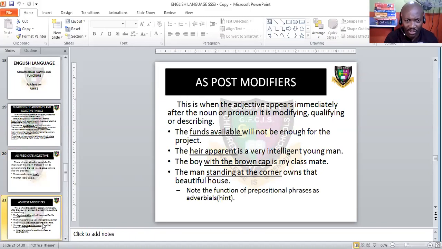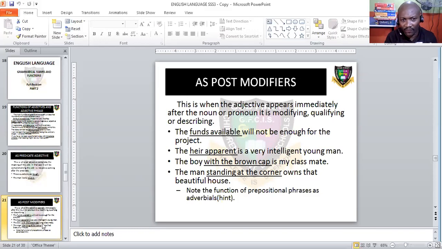We have the adjective as postmodifier as well. This is when the adjective appears immediately after the noun or pronoun it is modifying, qualifying, or describing. Look at the examples. The funds available will not be enough for the project. The heir apparent is a very intelligent young man. The boy with the brown cap is my classmate. The man standing at the corner owns that beautiful house.